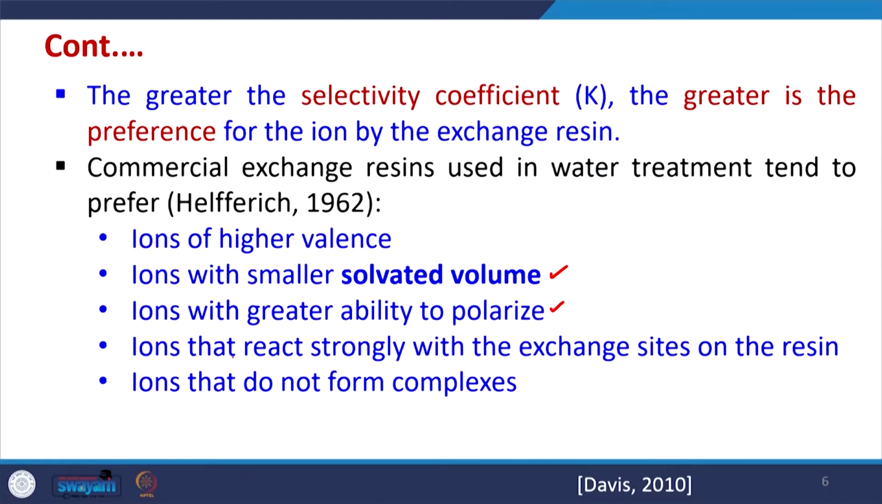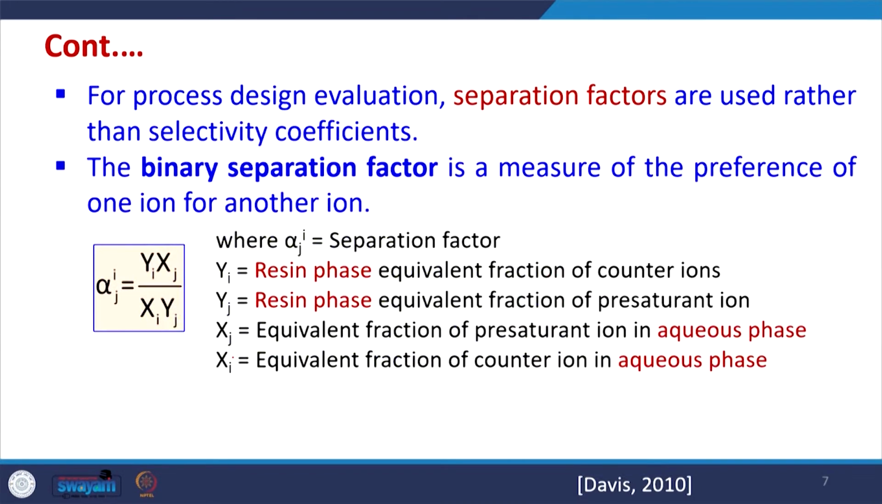Now, going further, for process design evaluation, along with the selectivity coefficient, there is another very important parameter, which is called the separation factor. Usually, separation factors are given in the literature, and from them we can find out which is better and which is not. So, in place of the selectivity coefficient, separation factors are better used for process design calculation or evaluation.